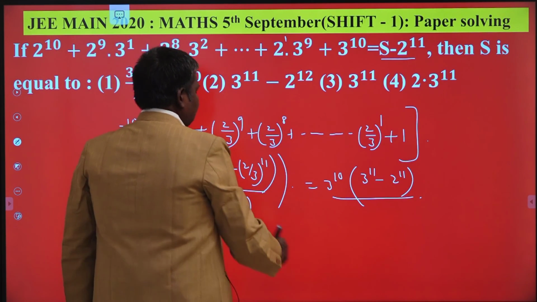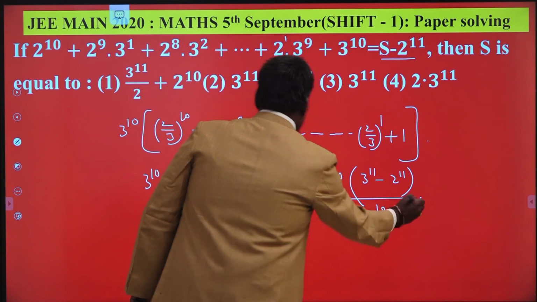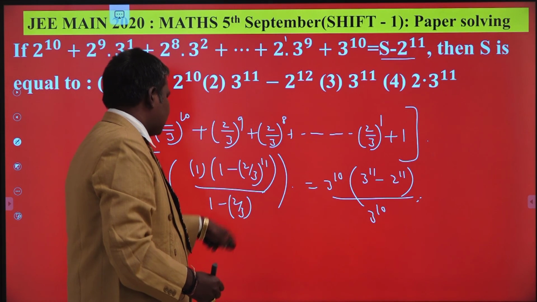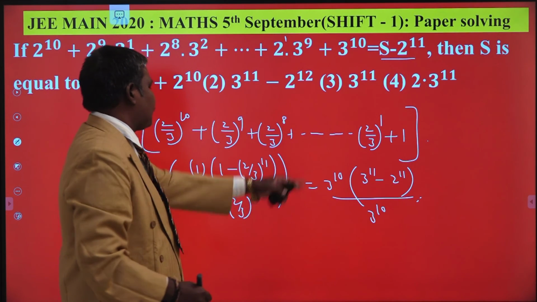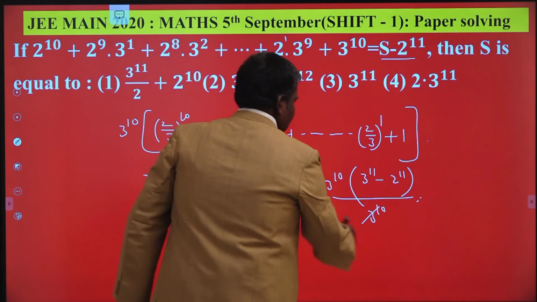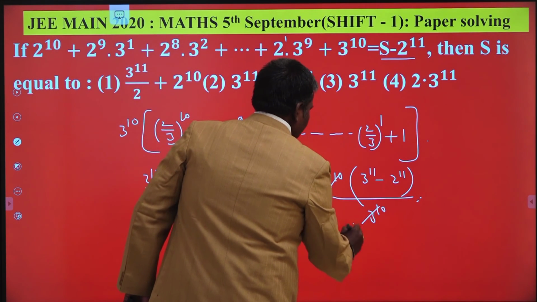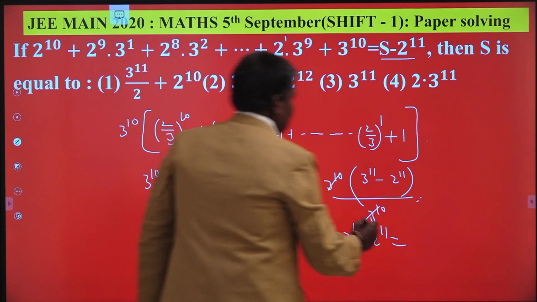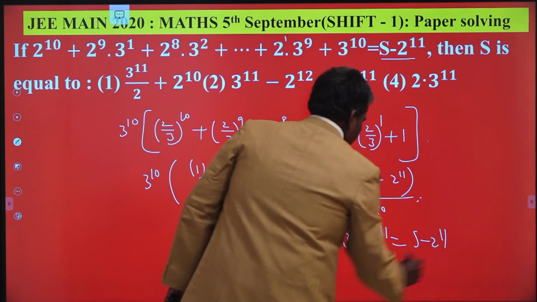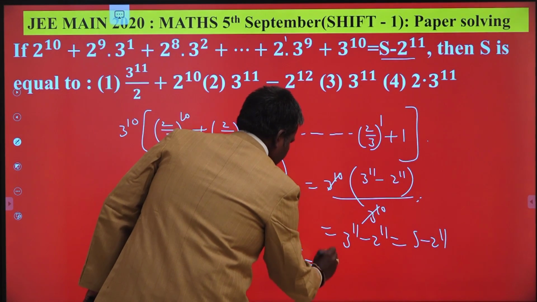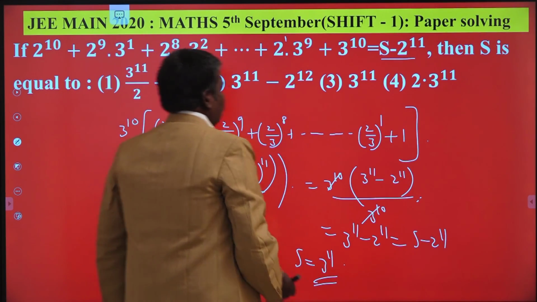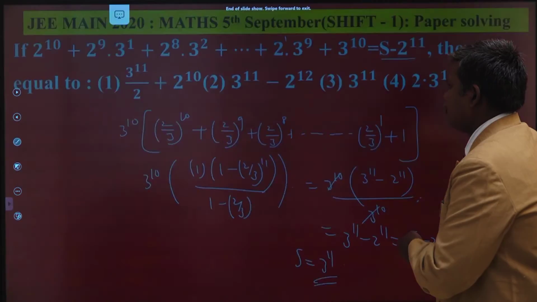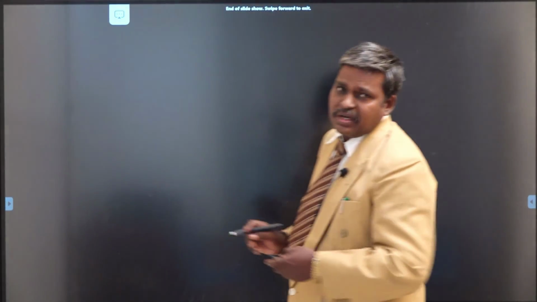3 power 11 is there, 3 power 10 will remain. By 3 power 11 is the LCM, and here 1 by 3 is there. 3 cancels out 3 power 11 in 3 power 10 times. 3 power 10, 3 power 10 gets cancelled. The value is 3 power 11 minus 2 power 11. What is that? This is given as s minus 2 power 11. Your s is nothing but 3 power 11. It is a very simple question for you. So the answer is 3 power 11. Understand? So in this manner we can complete the paper.